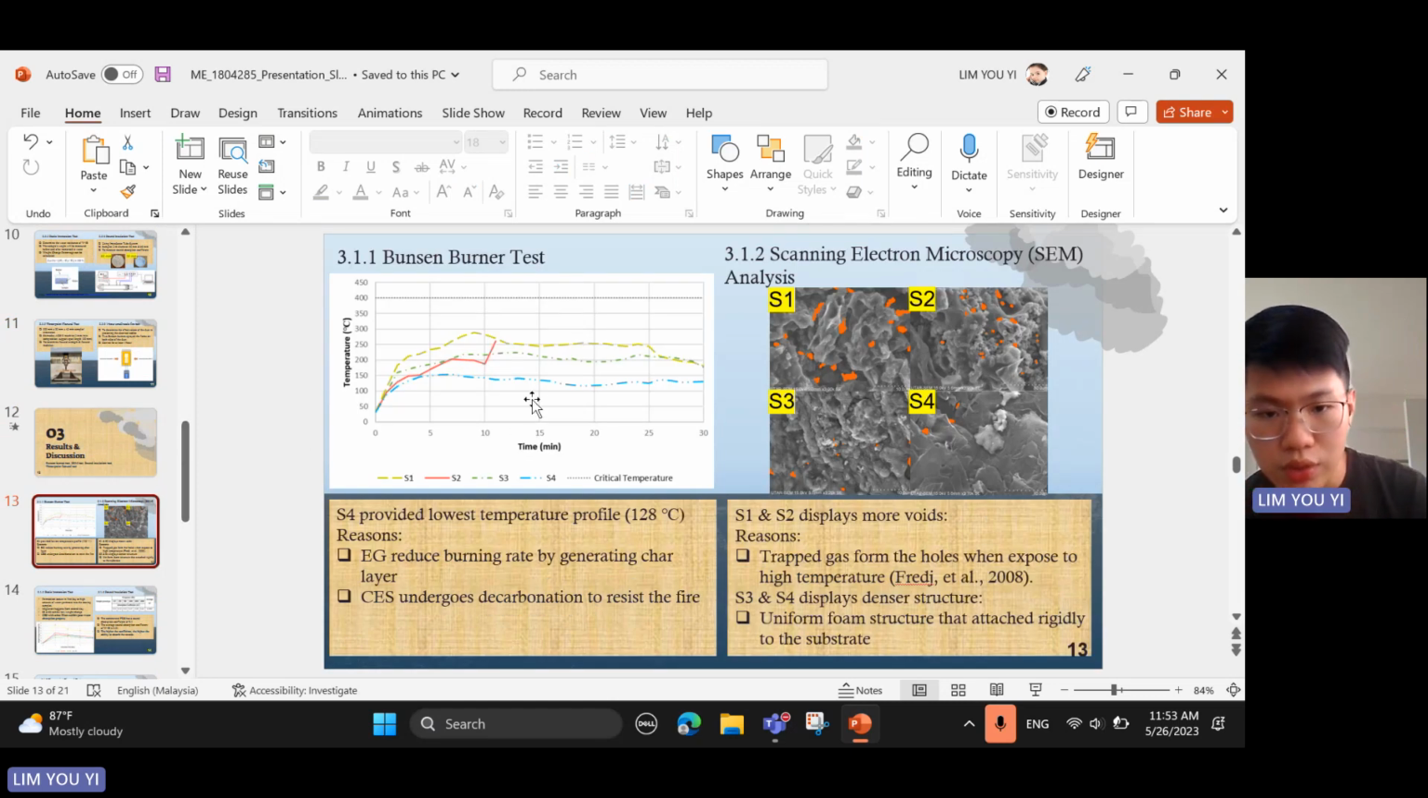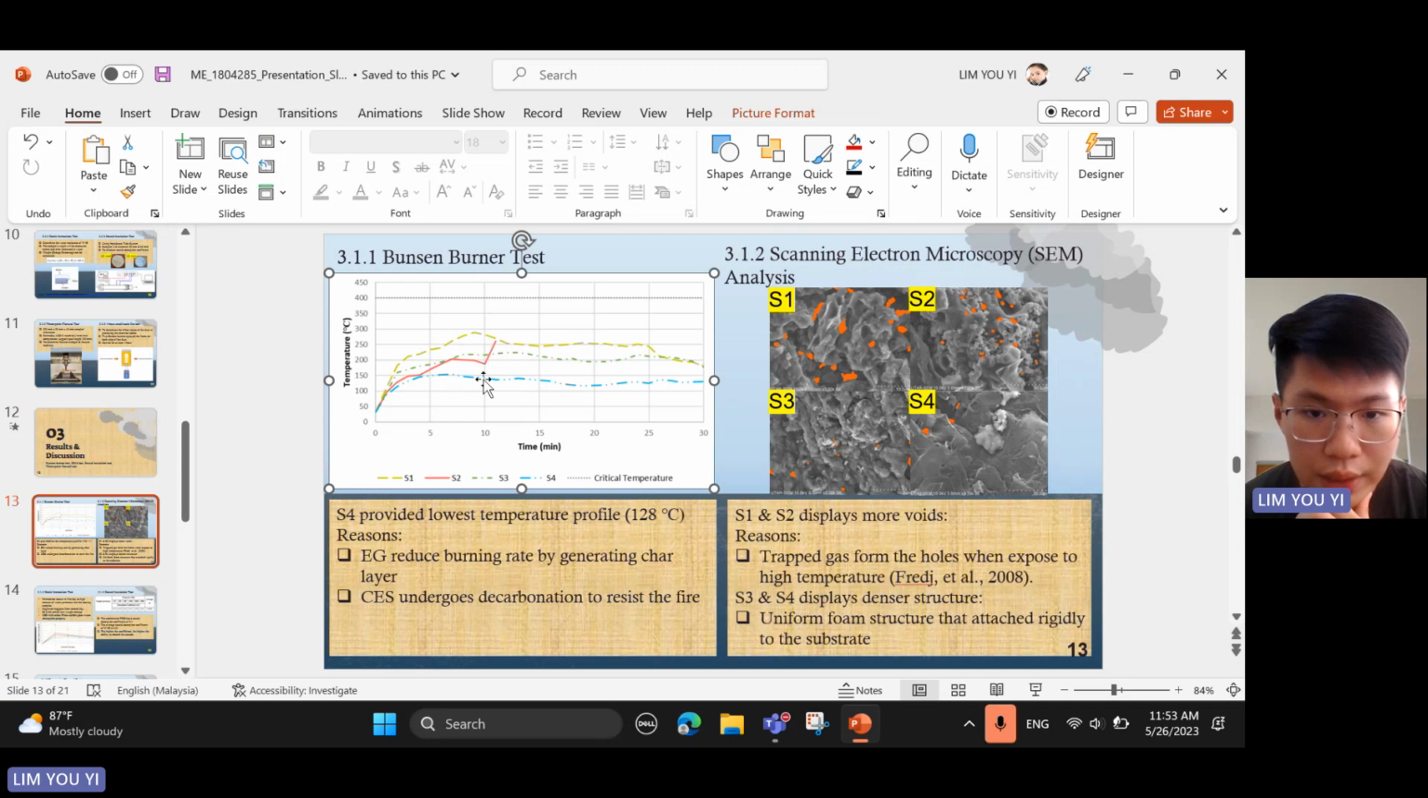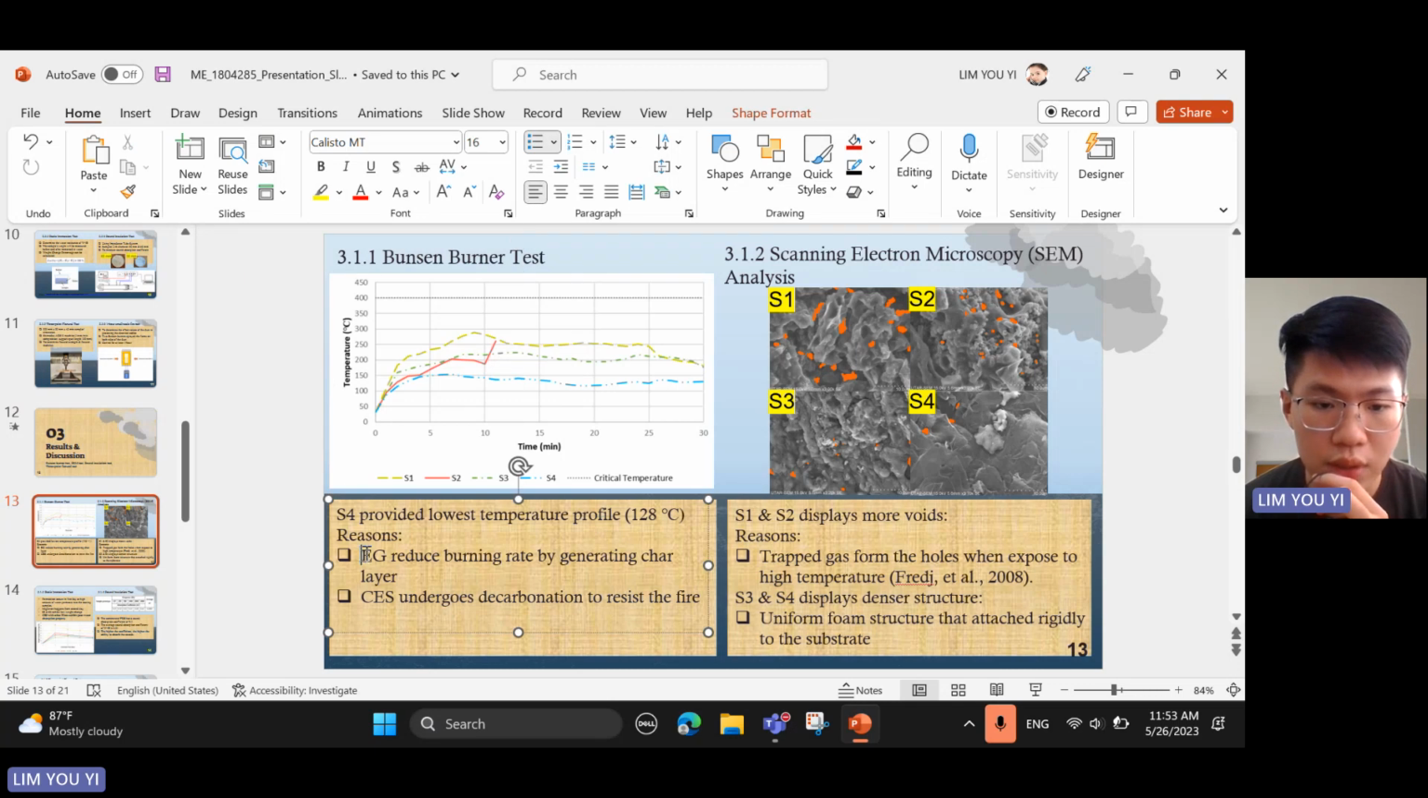For the Bunsen burner test, as you can see, the blue color indicates the temperature profile achieved by sample number 4. Sample number 4 has the greatest ability to provide the lowest temperature profile throughout the half-hour Bunsen burner test. This is because the EG, the expandable graphite, reduces the burning rate by generating a thicker char layer than the others, and the CES, the chicken eggshell powder, undergoes a decarbonation process by releasing a certain amount of carbon dioxide to reduce the penetration of the hot flame through the structure of the char layer.